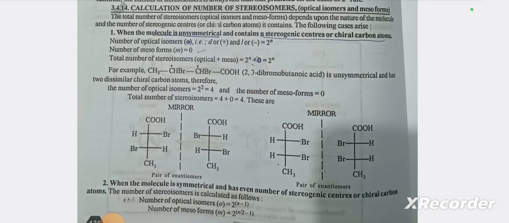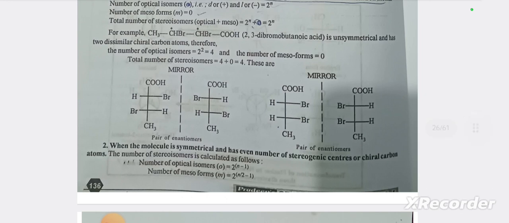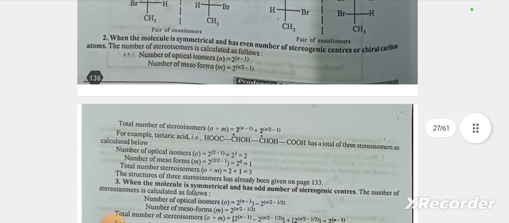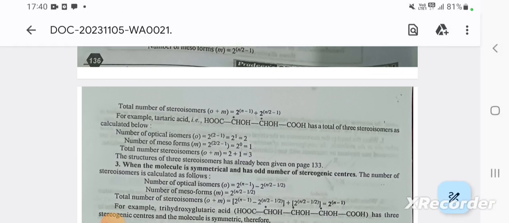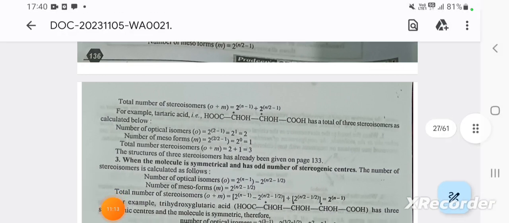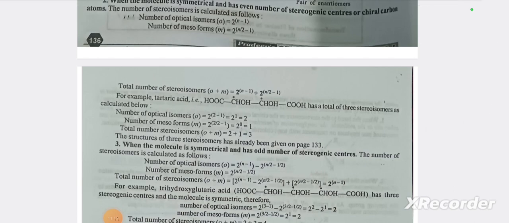Number of optical isomers, d plus l, is 2 raised to the power n. Number of mesoforms is 0. Total number of stereoisomers is 2 raised to the power n. When the molecule is symmetric and has an even number of stereogenic centers or chiral carbon atoms, the number of stereoisomers is calculated as follows.